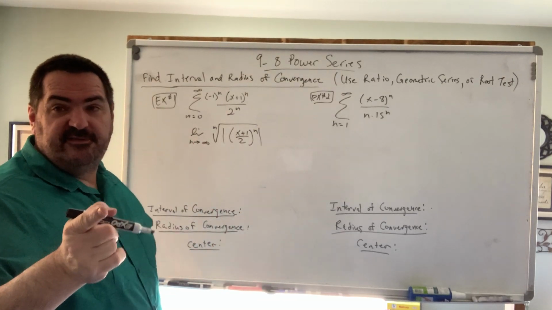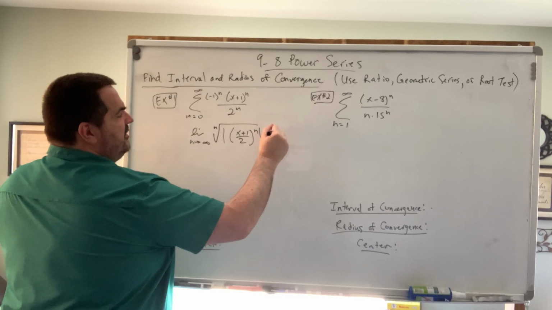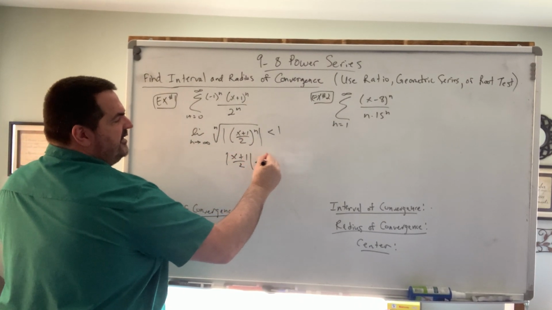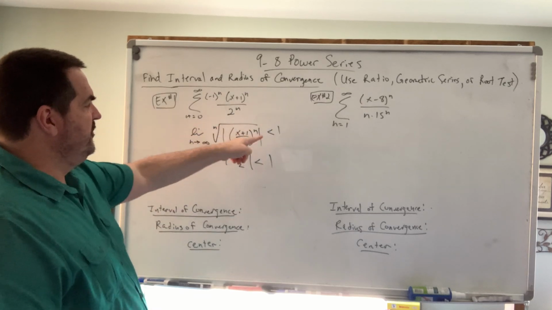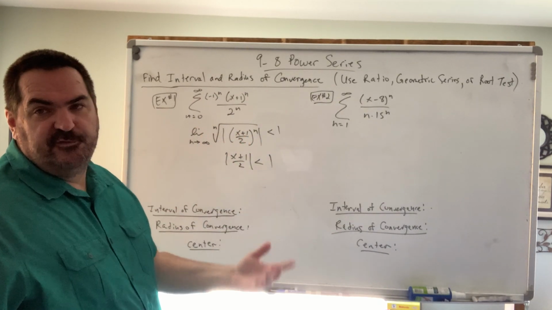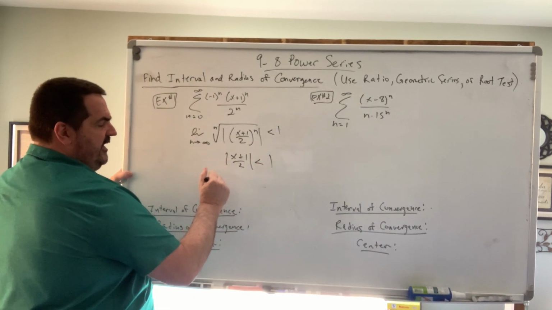And remember the root test is exactly the same as what we learned for the ratio test. It has to be less than 1. So the absolute value of x plus 1 over 2 has to be less than 1, because the nth roots just cancel and we're left with the absolute value of x plus 1 over 2. All right, that was the root test. So now, remember it has to be less than 1 and greater than -1.